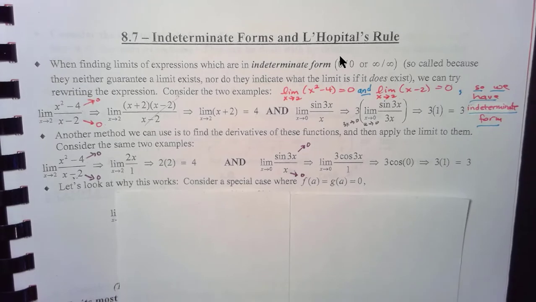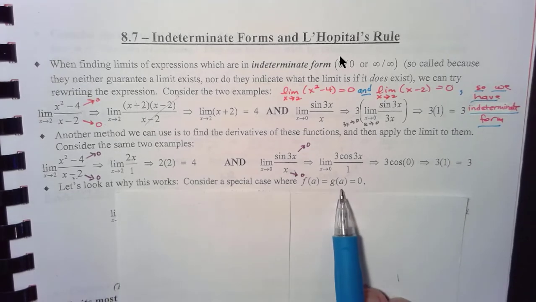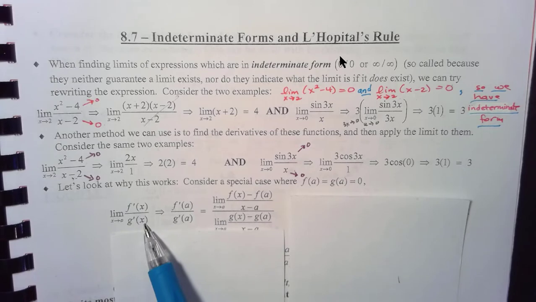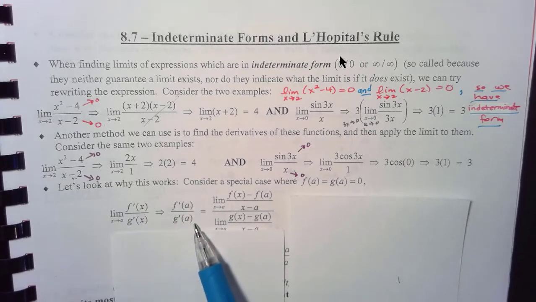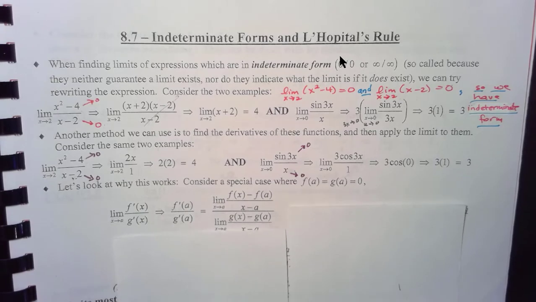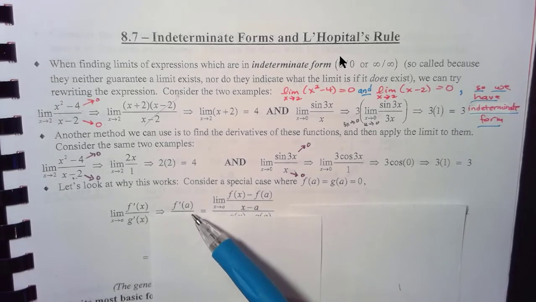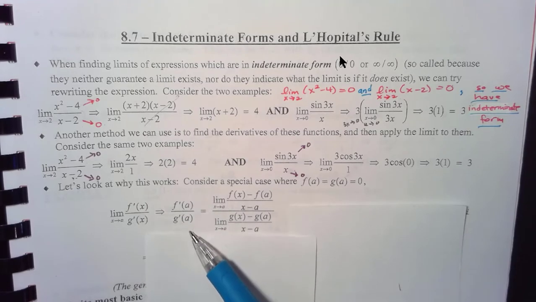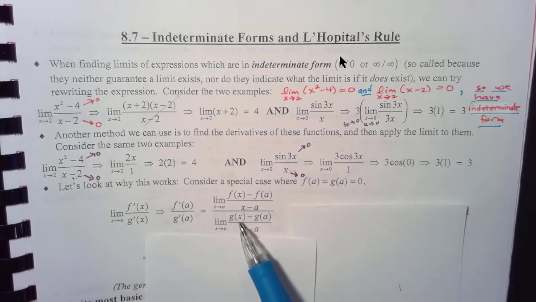Now we're going to look at a special case of where f at a equals g of a, which is 0. So we're going to take the limit as x goes to a of f prime of x over g prime of x, so what we just did, taking the derivative, and the limit as x goes to a of f prime of x over g prime of x is f prime at a over g prime at a. And notice that I'm going to use the alternate form of my derivative. F prime at a is the limit as x goes to a of f of x minus f of a over x minus a. And g prime of a is the limit as x goes to a of g of x minus g of a over x minus a.